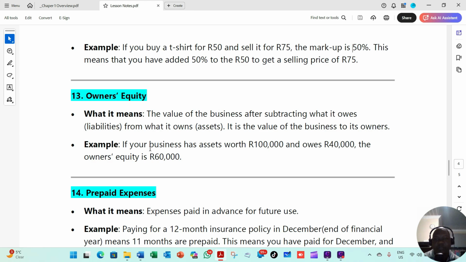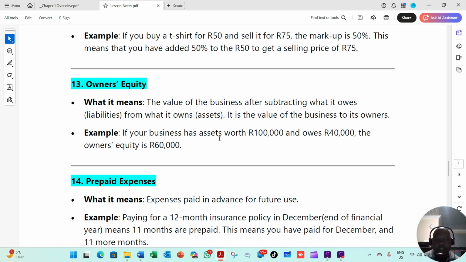And then we have owner's equity. Owner's equity is the value of the business after subtracting liabilities from assets. So if we look at the business balance sheet and say assets minus liabilities, we get the value of the business, which we call owner's equity.